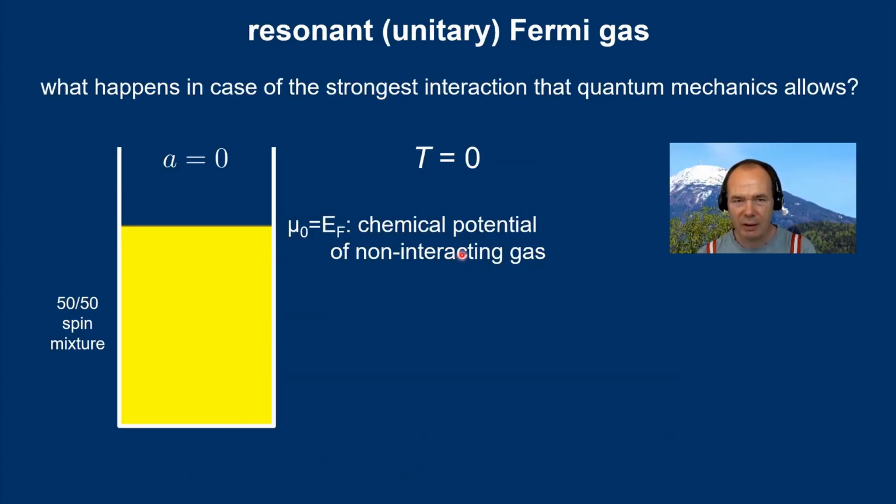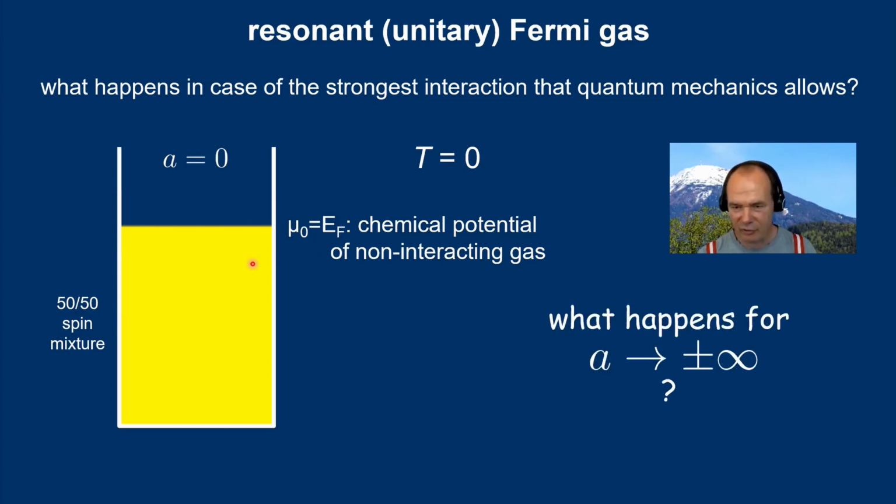Good. Now let's look at some of the funny properties of this unitary resonant Fermi gas. We consider a T equals 0 Fermi gas, a spin mixture of two different fermions. They are in the trap, and if there's no interaction, they just fill up the trap until you reach the Fermi level corresponding to the chemical potential at T equals 0. Now I'm going to consider the same situation, a 50-50 spin mixture, but now I switch the scattering length to resonance. I make it infinitely large. What happens? What do you think? Questions: what happens for a to infinity on the resonance pole? Will the system explode or what will happen?